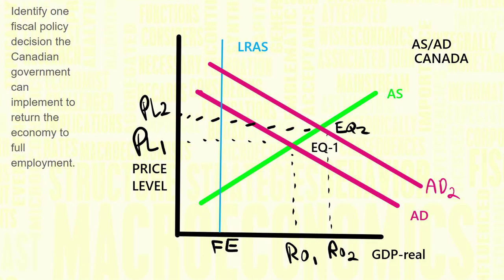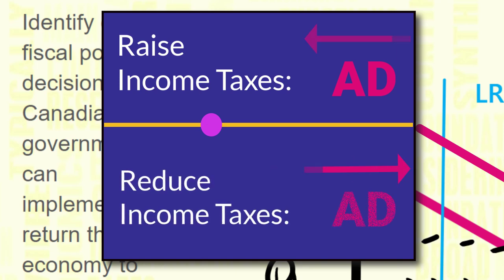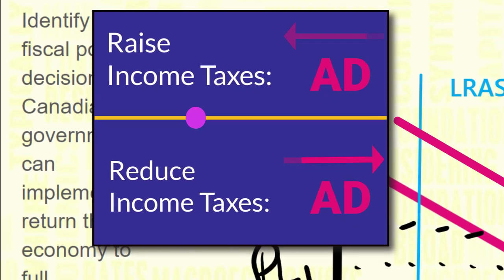Well, if income taxes go up, then aggregate demand will go to the left. And if you take your income taxes and you reduce them, then aggregate demand will go to the right. And that makes sense because you're taking away people's disposable income when you increase taxes, and you are adding to it when you decrease taxes.